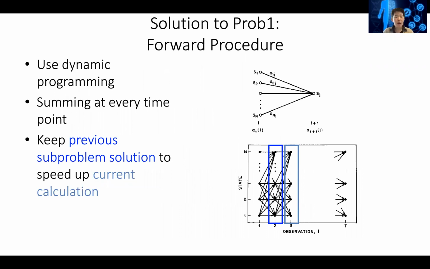Dynamic programming is an approach where we keep the previous subproblem solution in order to speed up the current calculation. In this situation, we try to keep track of all the numbers we get from the previous step, because at every time point we have to calculate probability, and we'll show you how you can keep track of the previous step's result in order to help you with the next step. This way, we don't have to enumerate all the possible paths in order to calculate the final probability.